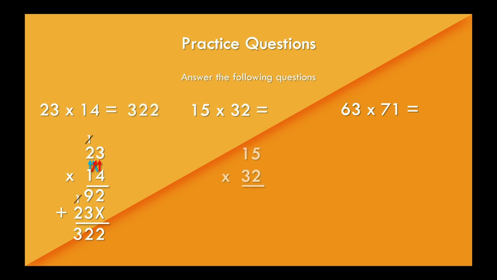The next question, 15 times 32. Line it up as normal, begin with a 2. 2 times 5 is 10. 0 carrying the 1. 1 times 2 is 2. Adding the 1 makes it 3.